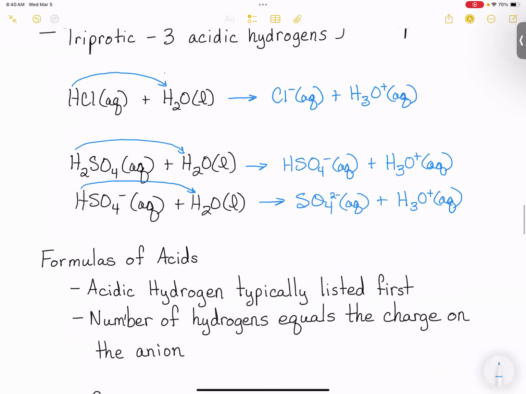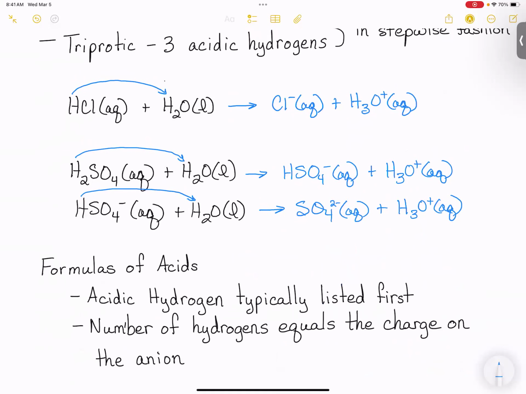Okay, then let's get into the formula of an acid. When you look at HCl, when you look at H2SO4, when you look at HC2H3O2, one of the things that you will notice is that typically the acidic hydrogen gets listed first in the formula. Or in the case of H2SO4 that had two acidic hydrogens, because it was diprotic, both of the acidic hydrogens got listed first in the formula.